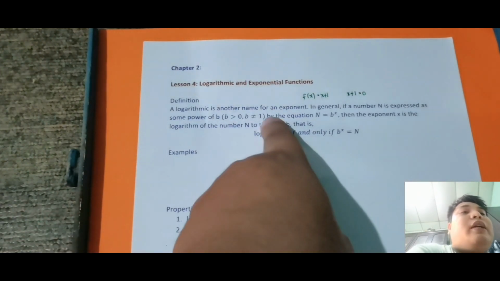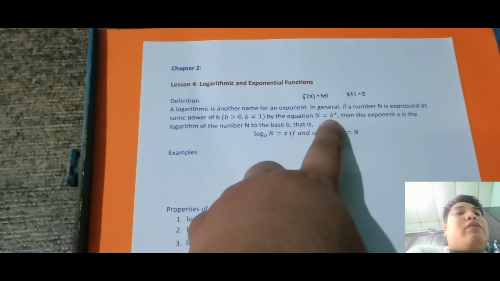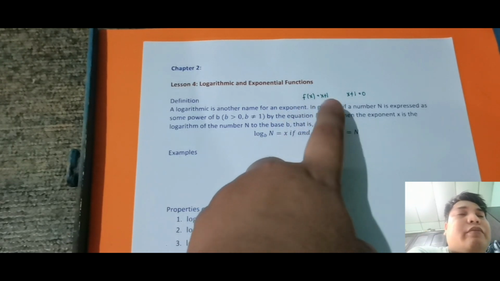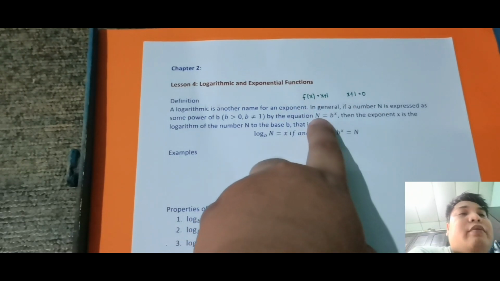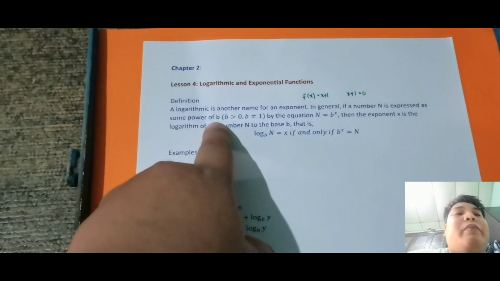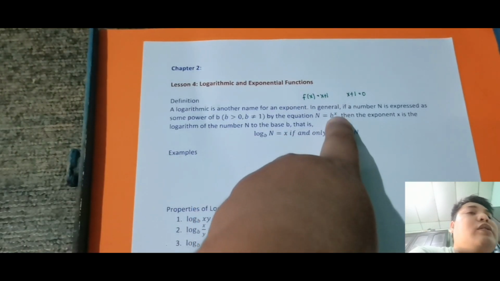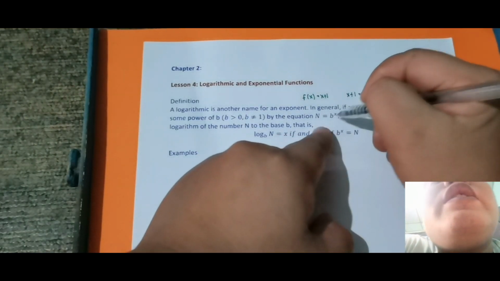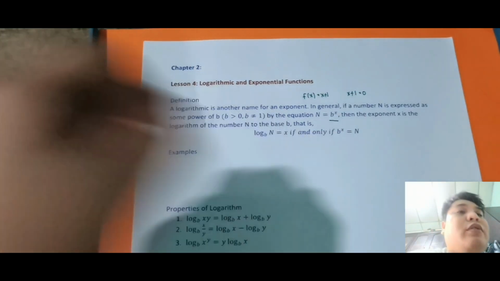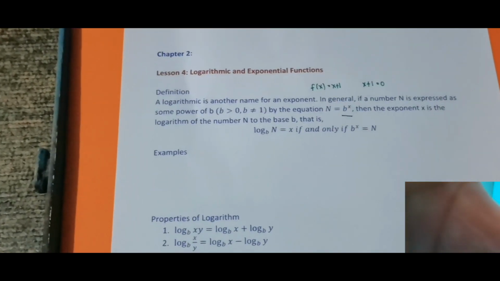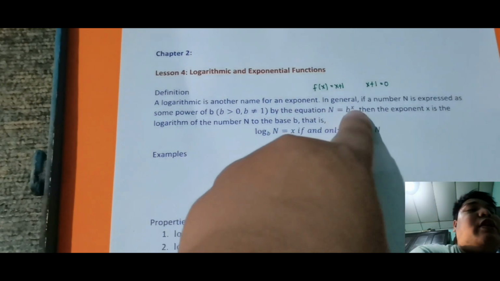Now, by the equation, n is equal to b raised to x. So, ano sabi niya? Kung meron daw ako number n, na kaya kong i-express as some power of b, so raised to something. So, yung power ng b is denoted by x. So, ito yung tinatawag na exponential. So, zoom ko lang konti para makita nyo, no? Ayan, no? So b raised to x exponential yan.